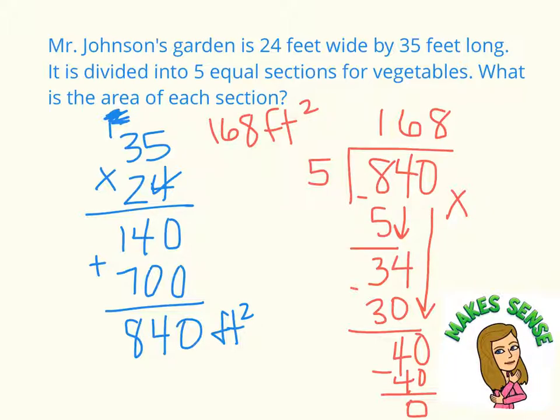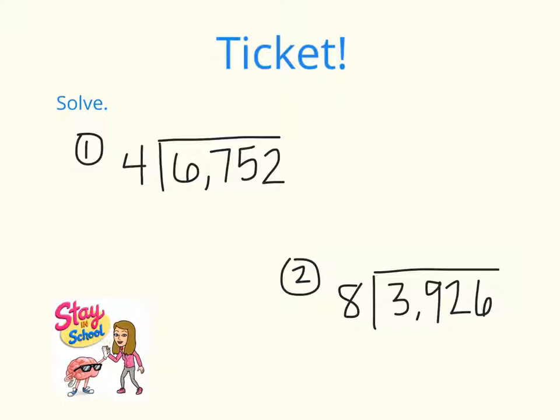Be careful, you may run into a couple of these multi-step problems today. All right, ladies and gents, you have 2 problems to solve on your ticket today. The first is 6,752 divided by 4, and the next one is 3,926 divided by 8. Take your time and do your best.